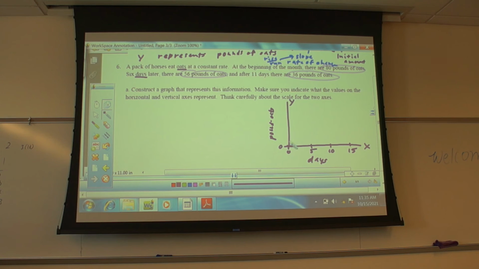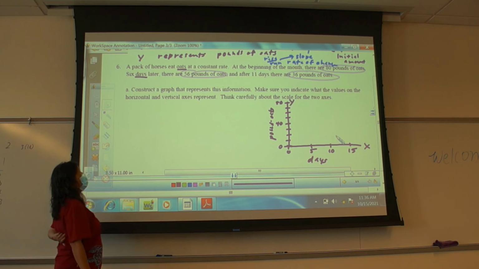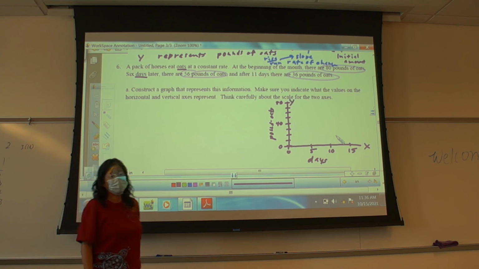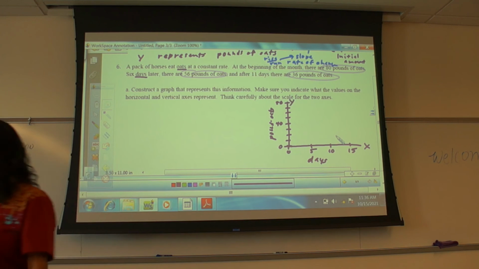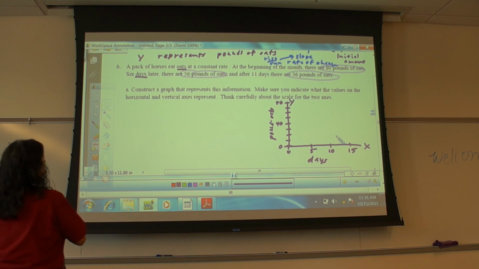So maybe I go 10, 20, 30, 40, 50, 60, 70, 80, and just label at least a couple. Label 0, 80, and maybe one in between. That's reasonable enough. You can work off of that. Okay, and then graph it. So everybody graph the 3 points.